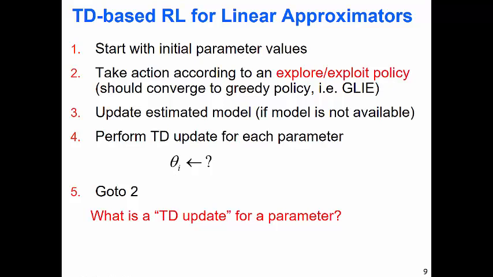So how do we update a parameter? Remember, all of these updates were of the form: here's a target value, that we get using Monte Carlo or temporal difference learning, and we want to move the learned function in the direction of the target. That's what all of our methods were doing so far, and we want to do the same thing here. So if we have a target value, how can we move the parameter in a way that moves the overall function in the direction of the target?